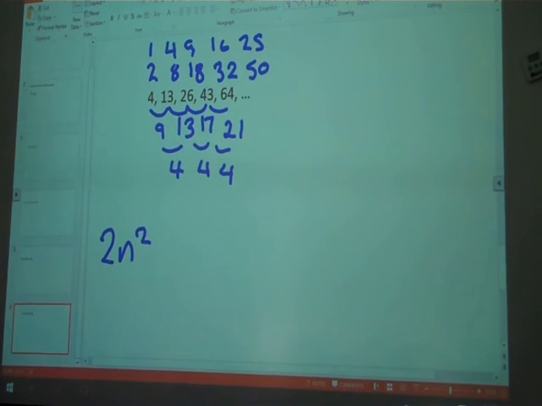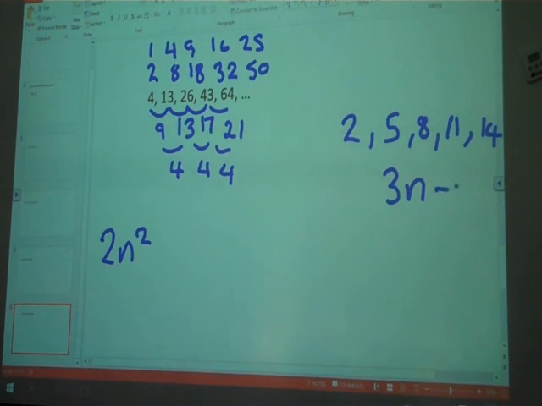Yes? Okay, what have I done to go from 2 to 4? To go from 8 to 13? To go from 18 to 26? 8. To go from 32 to 43? 11. And to go from 50 to 64? 14. Okay, now I've created a little sequence there. What's the nth term rule for that little sequence? 3n minus 1. So I can write here plus 3n minus 1.